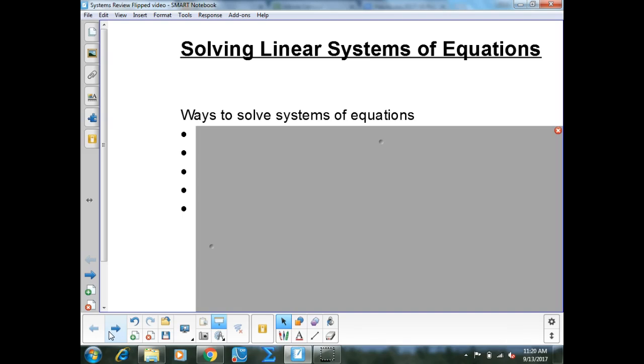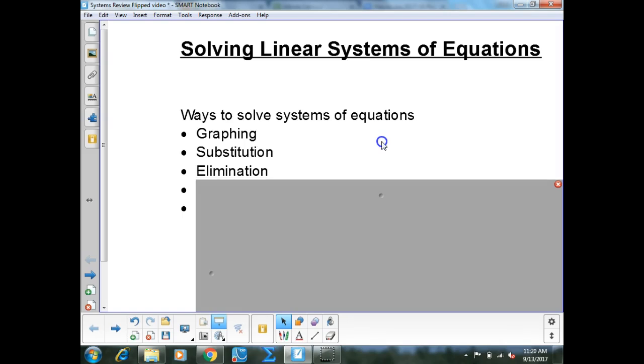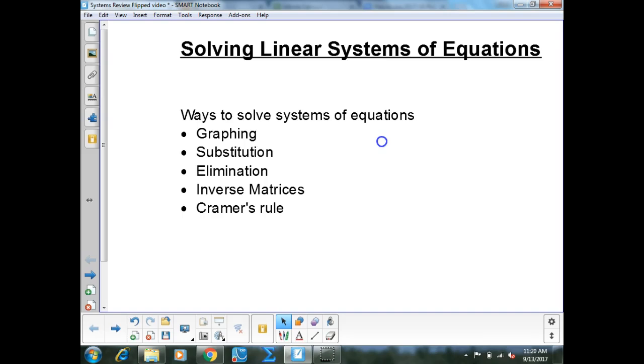There are 5 ways to solve systems of equations. Today we're going to focus on the first 3 of them, and then later on in this unit we will get to the other 2. The 3 that we're going to focus on today are graphing, where you put both lines onto a Cartesian coordinate system and then find the intersection point. Substitution, where we're going to replace one of the variables with another expression. And elimination, where we're going to eliminate one of the variables. The other 2 that we're going to get to later on are inverse matrices and Cramer's rule. Okay.